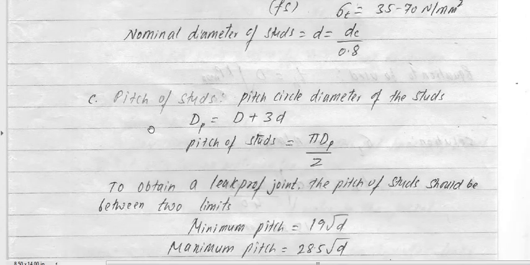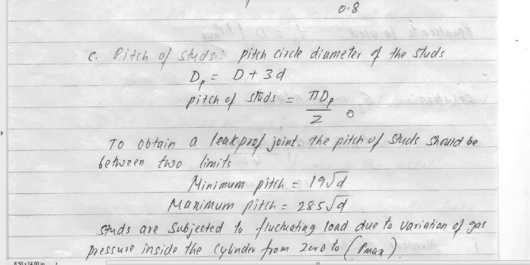The pitch circle diameter of the studs, Dp, is found first. Dp is equal to D plus 3d, where the pitch of studs is equal to pi times Dp divided by z. So if you see, there are only formulas for each and every design of an IC engine component. You need to remember and keep in mind the formulas for these components.